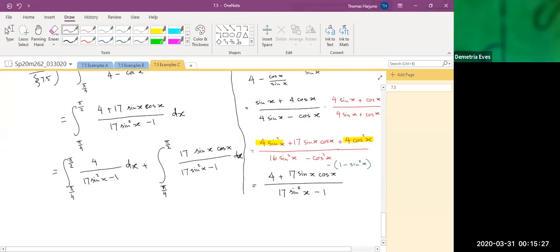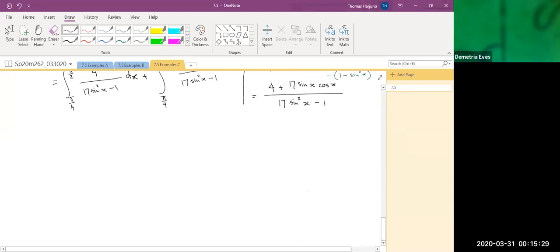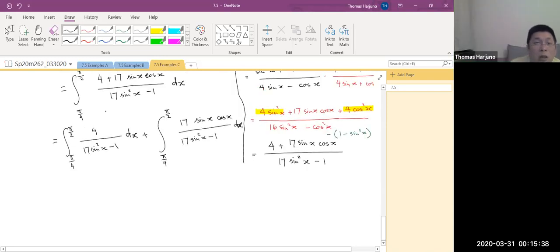You can't factor out 1 over 17, can you? Oh, no, you can't, because it's not part of a factor. Never mind. We still have that minus 1. For the second part, I can use u equals 17 sine squared x minus 1. So my du becomes 17 times 2 sine x cosine x. You see what I mean?